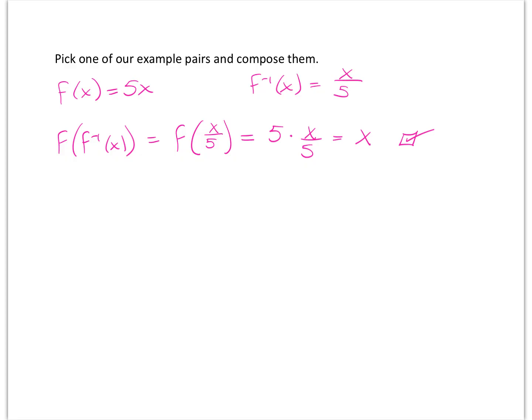And the other order should work as well. If I do f inverse of f of x, f of x is 5x. So now I'm going to plug a 5x into the formula for f inverse. So I have 5x over 5, which is x. So those are, in fact, inverse functions. When you compose them, you get x.